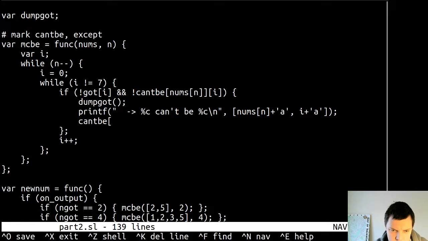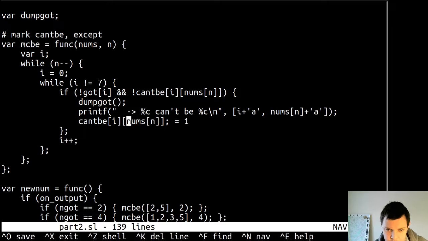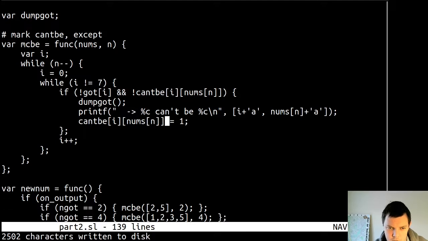This is the wrong way around. It should say I can't be nums n. We're trying to say all the numbers that we haven't got can't be the numbers that we've passed in. Yeah. Okay. Let's try that then.